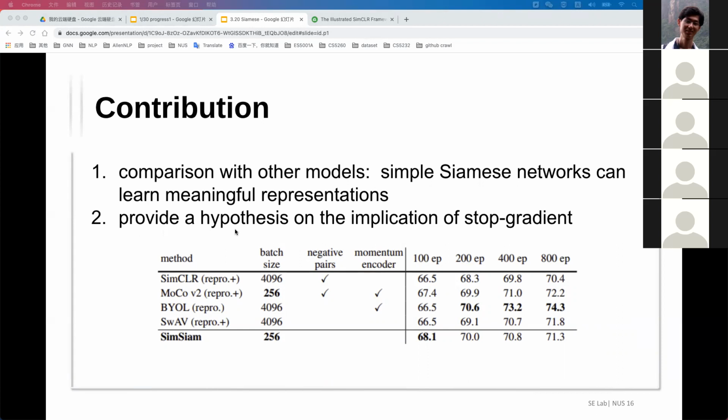So he provides a hypothesis on the implication of stop gradients, because he thinks the stop gradients mechanism is very important. So here we have a very quick view of the simple network. We can compare it with the very complex network. It also works quite well in the task.